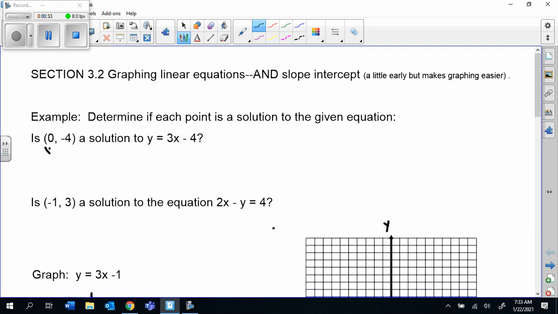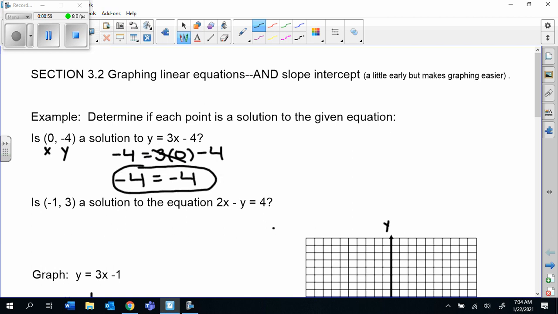Remember, in our ordered pairs, the first coordinate is x, the second coordinate is y. So we're just going to substitute these values. -4 equals 3 times 0, take away 4. Anything times 0 is 0, so -4, does that equal -4? Yes, it does. Because this is a true equation, yes, it is a solution.